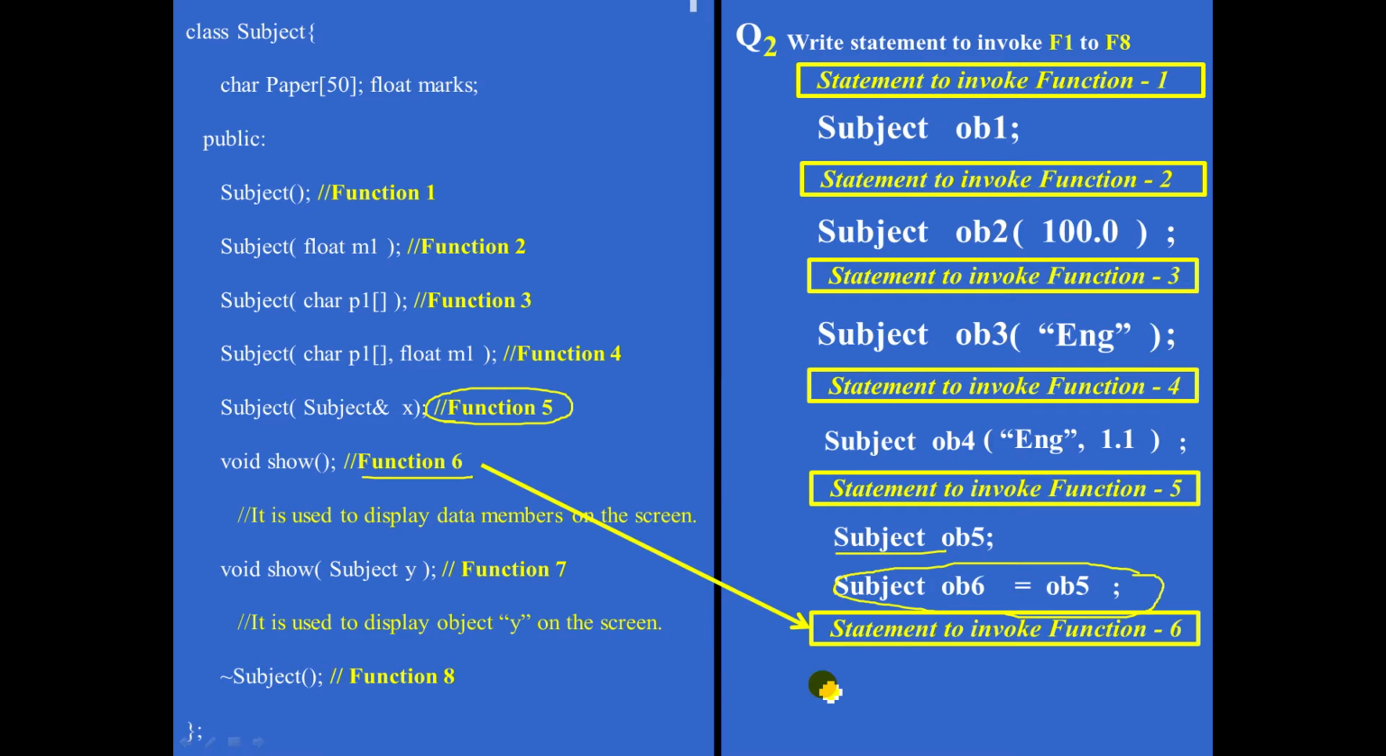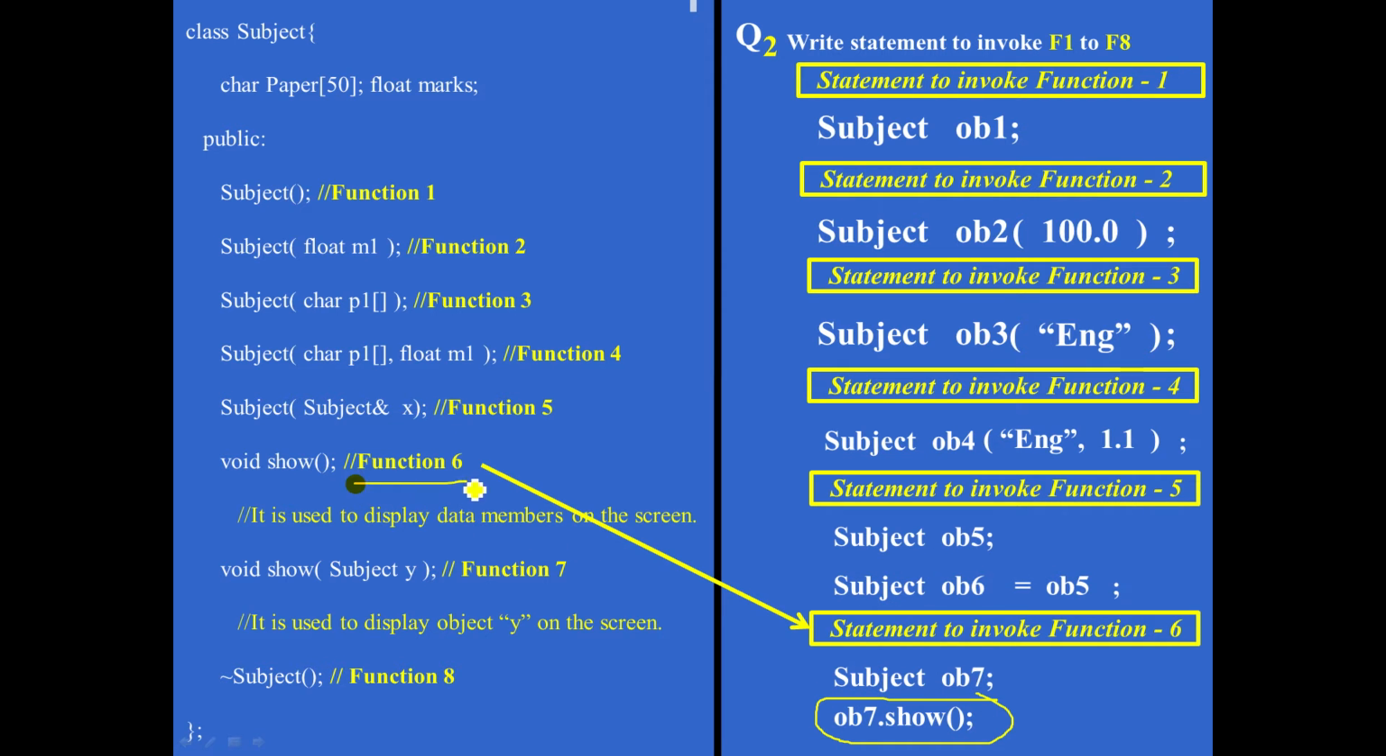Now in order to call function 6, this is a member function. So how do you call a member function? Object name followed by dot operator followed by member name. So ob7.show. Now this is an object of a class, declare it. So this statement will invoke function 6.